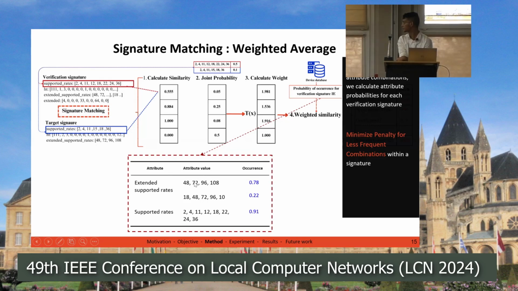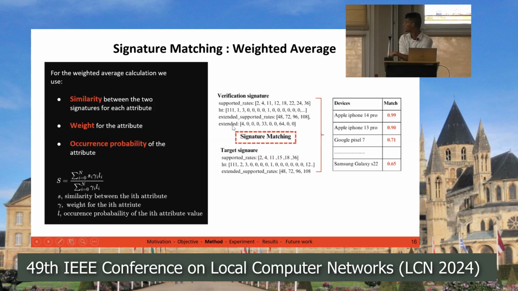So imagine you look at extended supported rates here. For this value and this value, you get 2 separate occurrence probabilities, 0.78 and 0.22. That means for every particular verification signature we looked at, this value occurred 0.78% of the time, and this value occurred 0.2% of the time. The reason we account for this is we want to minimize penalties for less frequent combinations.